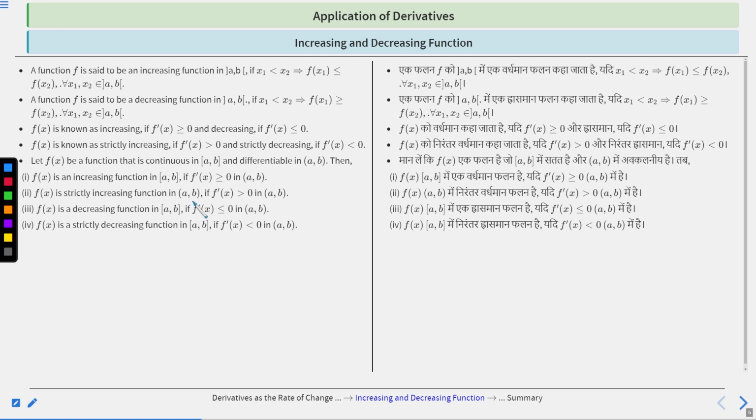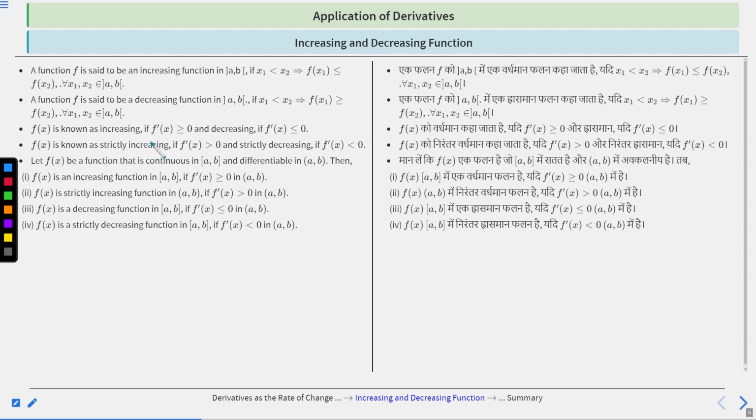Next thing is what is an increasing and decreasing function. So let's discuss. A function f is said to be an increasing function in (a, b) if x1 less than x2 implies f(x1) less than or equal to f(x2), for all x1, x2 belonging to (a, b). Next, a function f is said to be a decreasing function in (a, b) if x1 less than x2 implies f(x1) greater than or equal to f(x2), for all x1, x2 belonging to (a, b). So these both are the conditions of increasing and decreasing function, right?